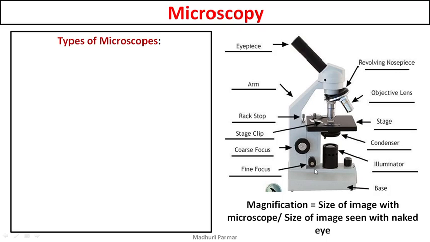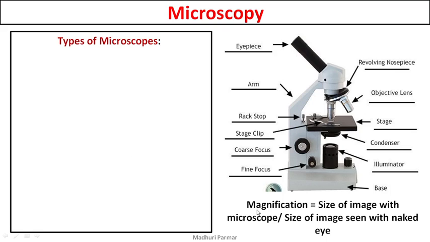Then you have two control knobs. The coarse focus will move the stage up and down, and the fine focus will make very minute changes until you can focus. You must have used mobile phones to click pictures, so you know what focus is. You have to focus near or far. There is autofocus in your phones, but in a microscope you have to focus using your hands, according to your eye. This is the basic structure of a microscope.